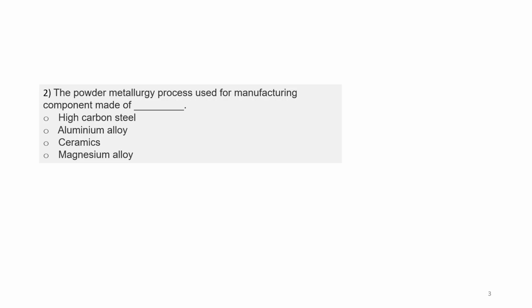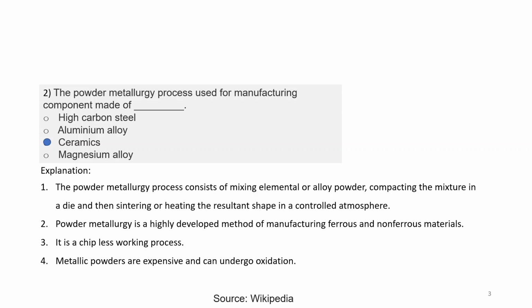So second question is, the powder metallurgy process is used for manufacturing components made of, and your options are high carbon steel, aluminum alloy, ceramics and magnesium alloy. So your answer will be ceramics. Why will the answer be ceramics? Some alloys also can be made using powder metallurgy, but in case of ceramics they can't be made using casting. These other alloys can be easily made using casting.